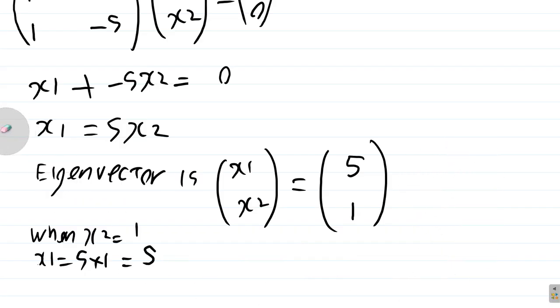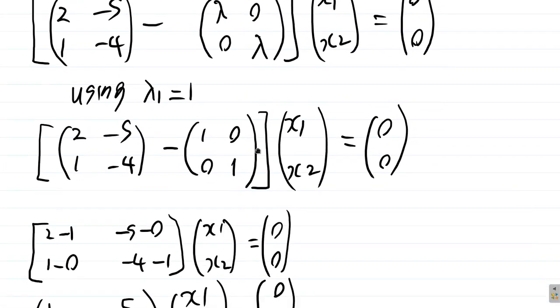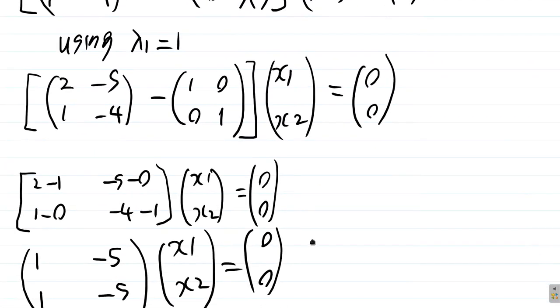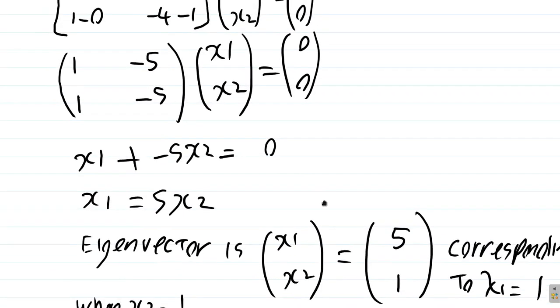So the eigenvector is this, corresponding to lambda 1 equals 1. Right? Was it 1? Yeah, the first eigenvalue was 1. This is the eigenvector. Alright.